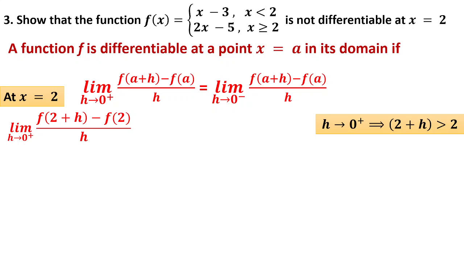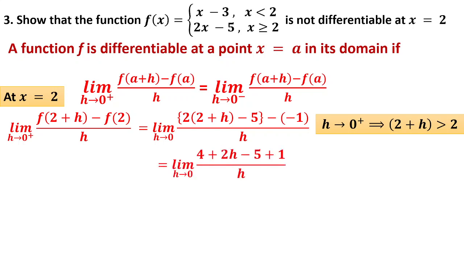The function for greater than 2 is to be taken. Therefore, I am taking 2 times 2 plus h minus 5, minus of minus 1, because f of 2 is minus 1, upon h. Therefore, I am getting 4 plus 2h minus 5 plus h, and when I do the simplification, I am getting the final answer as 2. Check out f of 2 in this problem, it is minus 1.